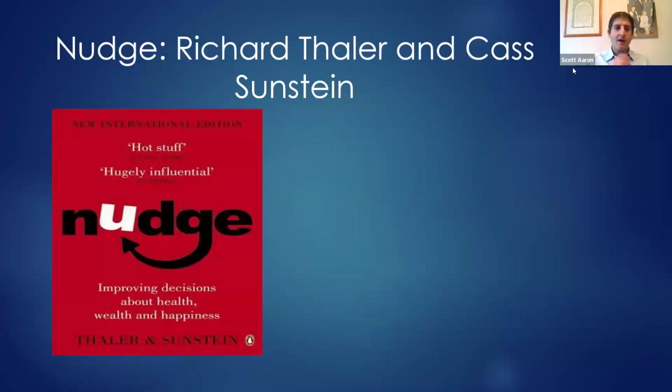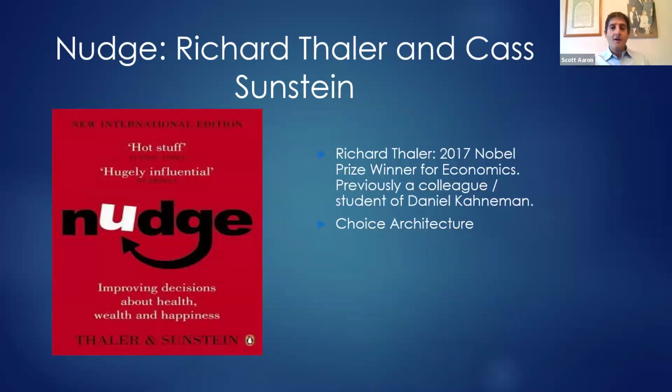So, Nudge, Richard Thaler and Cass Sunstein. Anyone read it? I hope somebody has. It's about choice architecture. Richard Thaler in 2017 won the Nobel Prize for Economics, and he was a colleague and a student of the great Daniel Kahneman, who wrote Thinking, Fast and Slow.